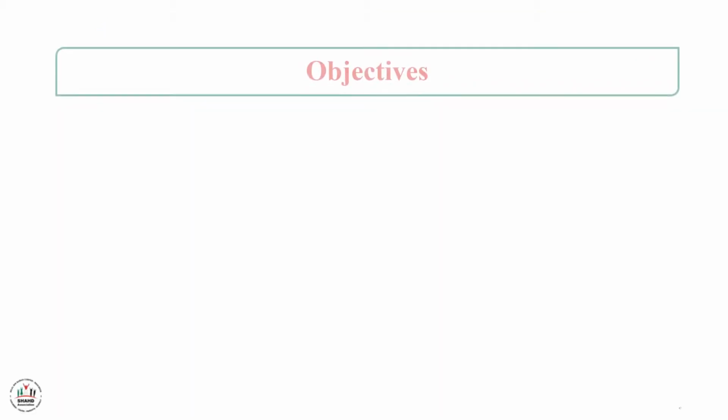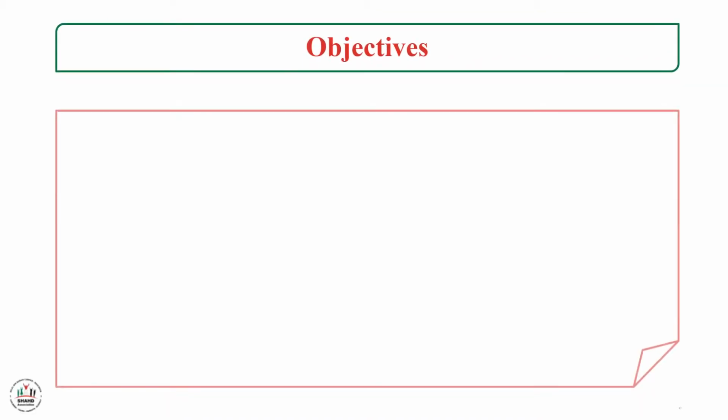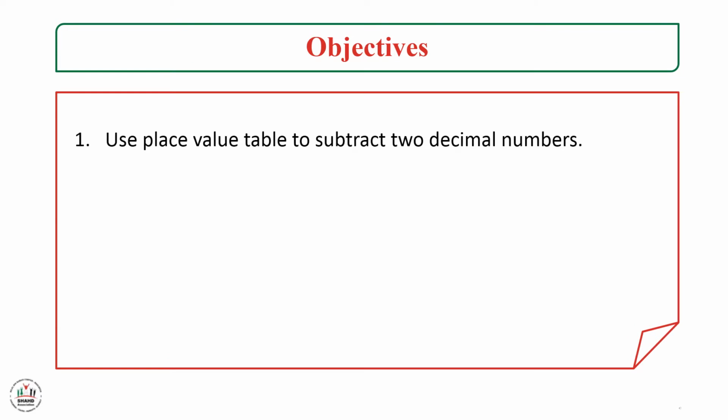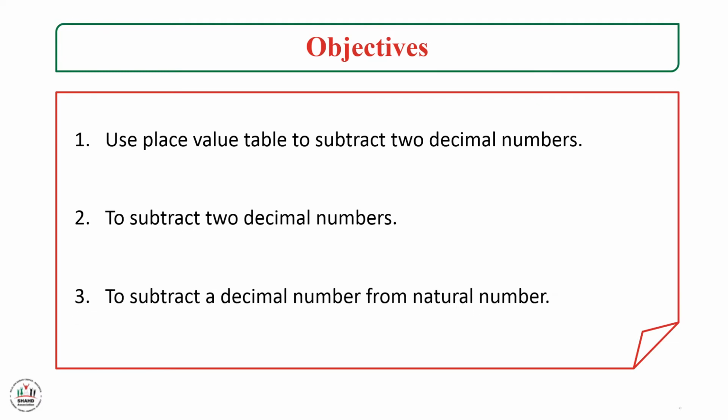The objectives of our lesson are: first, how to use a place value table to subtract two decimal numbers. Second, how to subtract two decimal numbers. And the last one, how to subtract a decimal number from a natural number.